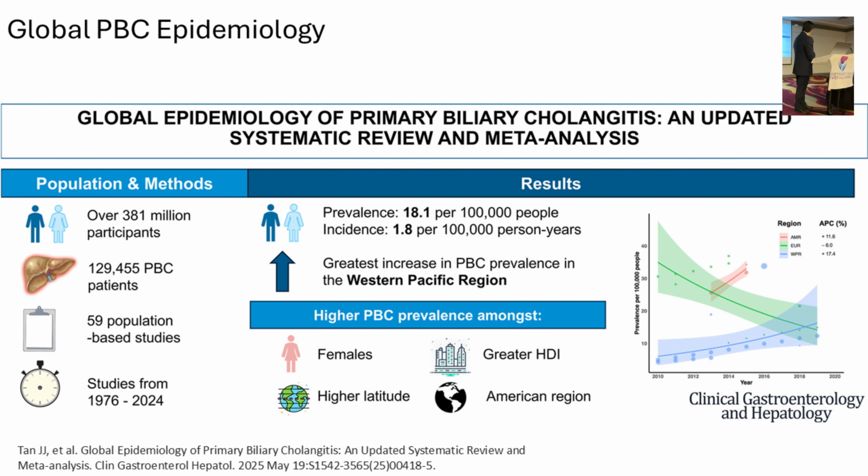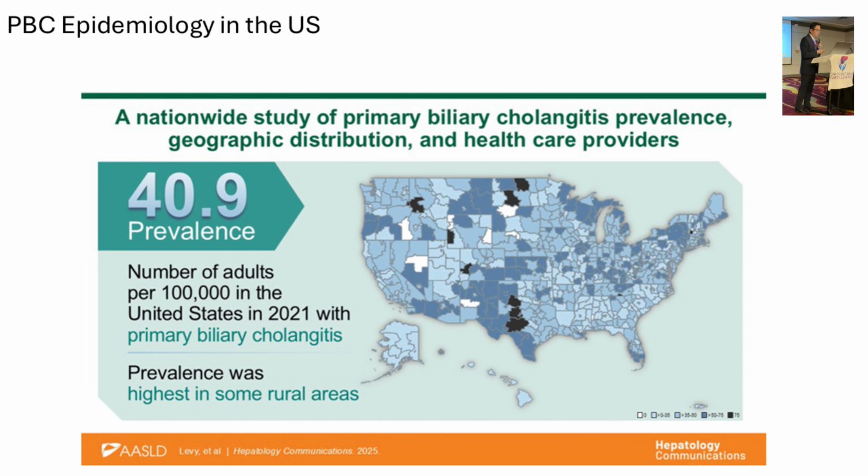Now let's zoom into America. That's where we are right now. So this is a presentation of the PBC prevalence, the most up-to-date data that we have from 2021. The prevalence, as you can see, is higher than the global prevalence. So currently it's 40.9 per 100,000 in the United States with primary biliary cholangitis.